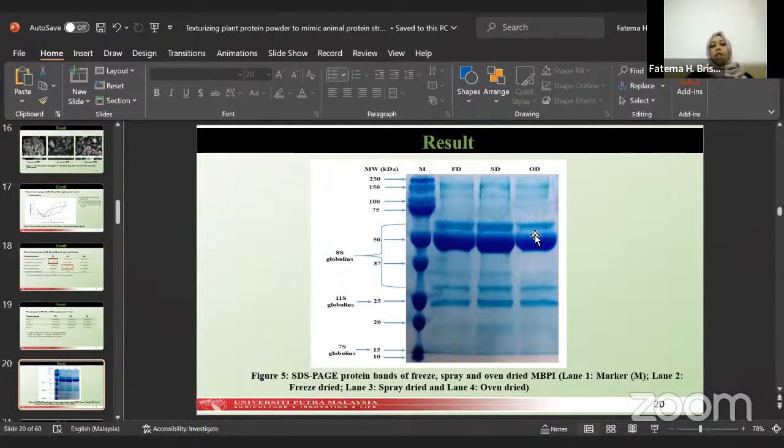And you will notice that all the bands are identical, and we found them at the same molecular weight. The M means it's a marker of which the molecular weight is known. And by comparing this marker with the 3 other samples, we can know the molecular weight of these 3 samples. And they appear at the same molecular weight. So we can say that the freeze drying, spray and oven drying do not have any harsh effect on the backbone structure of the protein.